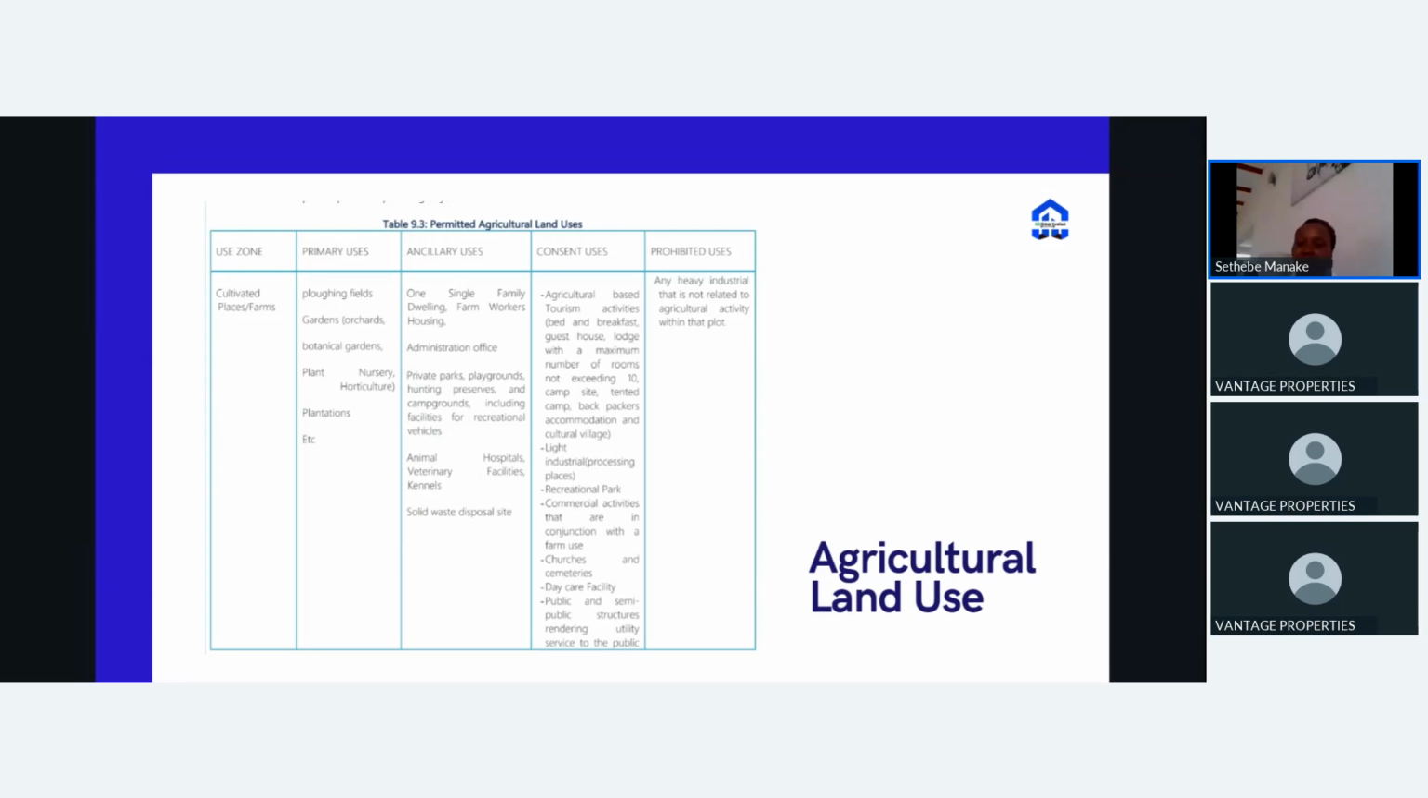You can have a park inside, playgrounds, hunting reserves, camping grounds. Although you do not change land use, the land use is still agricultural, but we are able to do all of these things. Animal hospital, veterinary facilities, kennels, these fall under ancillary agriculture. You do not have to change use into anything for you to build these things.